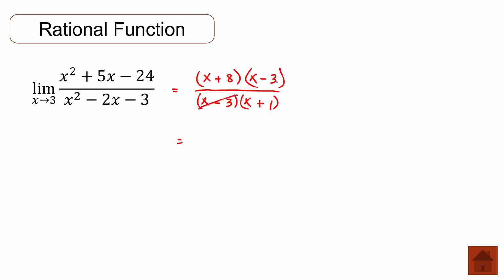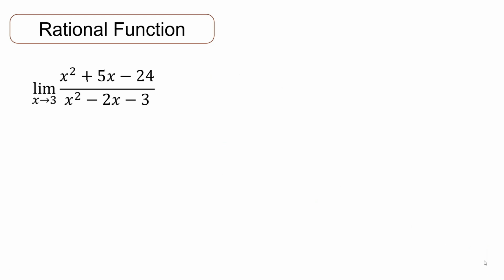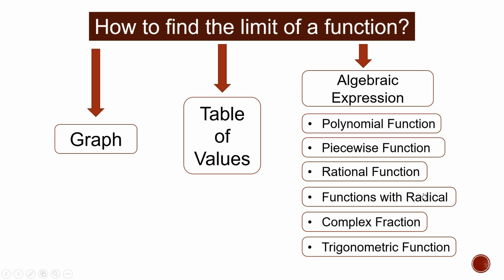Now, here you can clearly see that we can cancel out x minus 3, which tells us that this is just x plus 8 over x plus 1. And now we can substitute that 3. So 3 plus 8 over 3 plus 1, which is equal to 11 over 4. Right? Let's go to the next one. That's for the rational function. What about functions with radical?